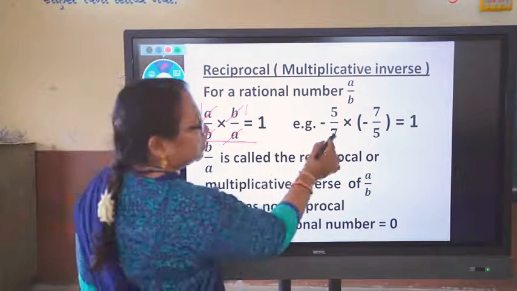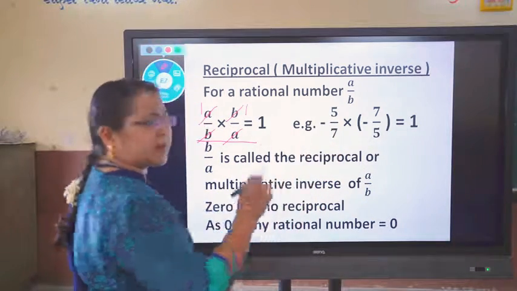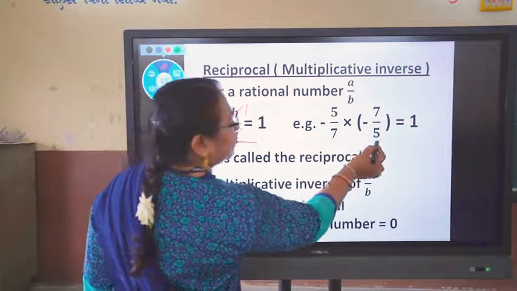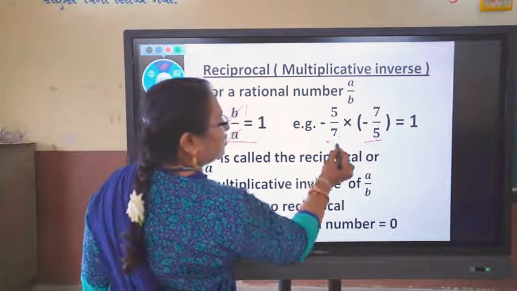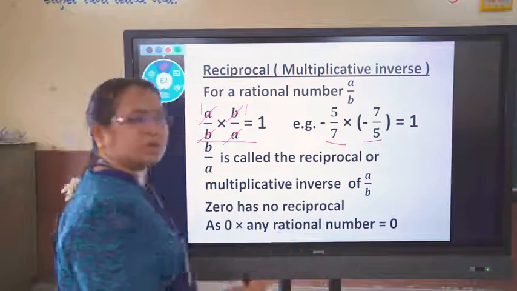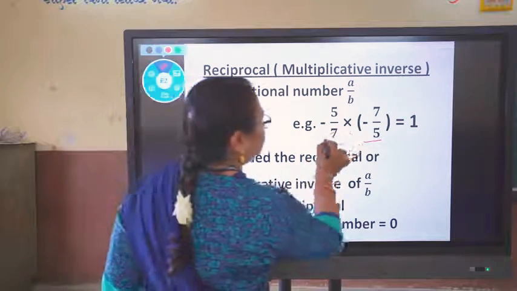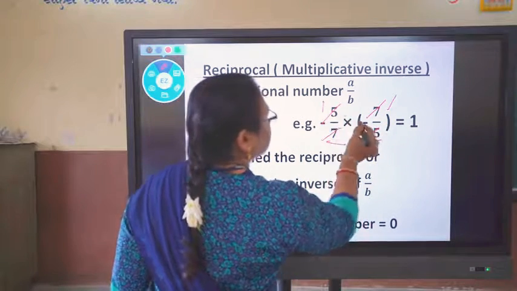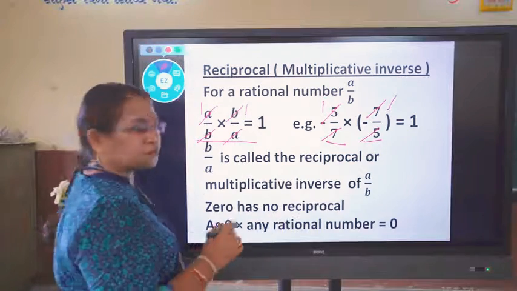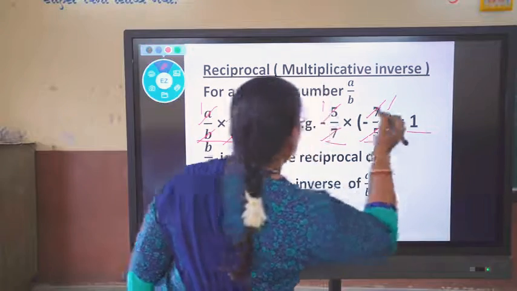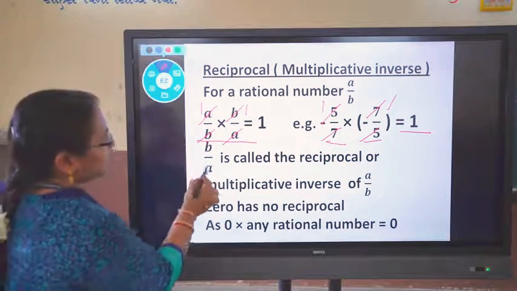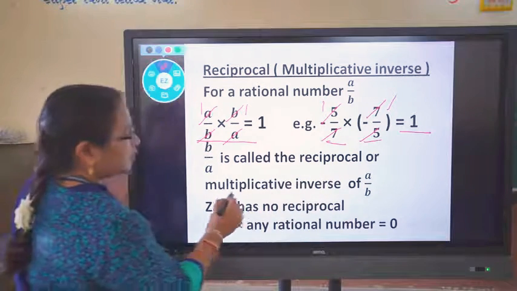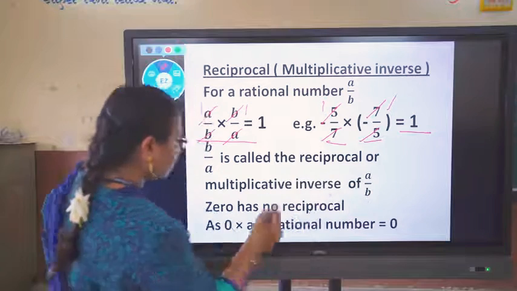But what we have to do? We only have to reverse the numerator and the denominator. That means here 5 was the numerator, now 5 will become the denominator, and 7 was the denominator and it will become the numerator. Then what will happen here? 7 ones are 7 and 5 ones are 5, and minus multiplied by minus will become plus 1. So our answer becomes 1. So this b upon a, which we multiplied with a upon b, is called the reciprocal or multiplicative inverse of a upon b.